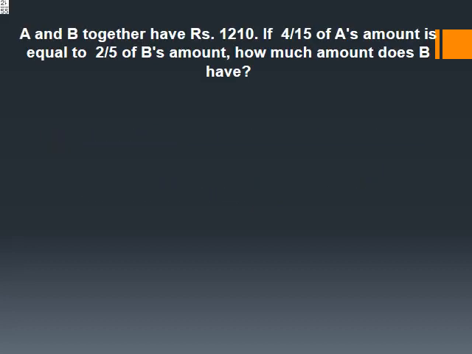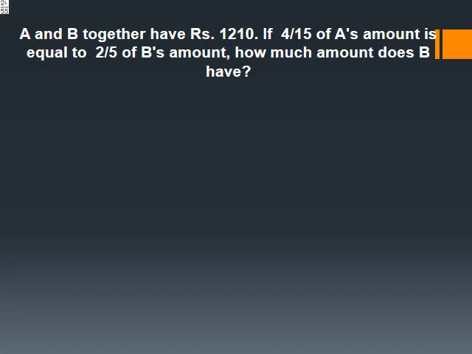So the first problem is this. A and B together have rupees 1,210. If 4 by 15 of A's amount is equal to 2 by 5 of B's amount, how much amount does B have? So it's like 4 by 15 of A's amount and 2 by 5 of B's amount. But we do not know exactly what A's amount and B's amount are. But we know the total of A and B's amount. How do we handle this problem?